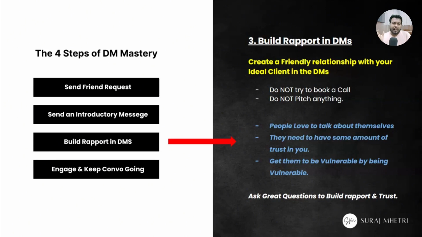And asking the right questions can get that ball rolling. Asking questions as a way to create that back and forth conversation is an effective strategy to build trust. As simple as that. So remember these things. People love to talk about themselves. They need to have some amount of trust in you. Be vulnerable and ask some great questions to build that initial rapport and trust.